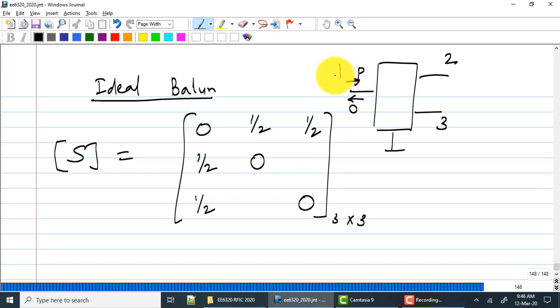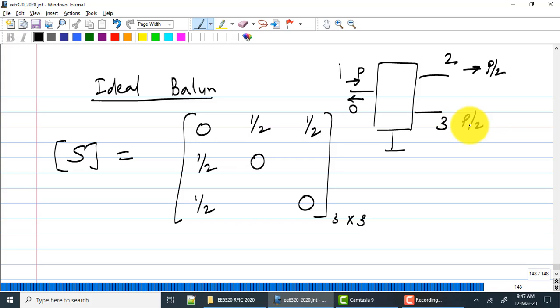If it is voltage, what will happen? It will be 1 everywhere? No, it won't. If the power is half, what should the voltage be? 1 by root 2. If the power is half, and you're having voltage S parameters, it will be 0, 1 over root 2, 1 over root 2. Normally the simulators deal with power, not with voltage, because everything is matched.